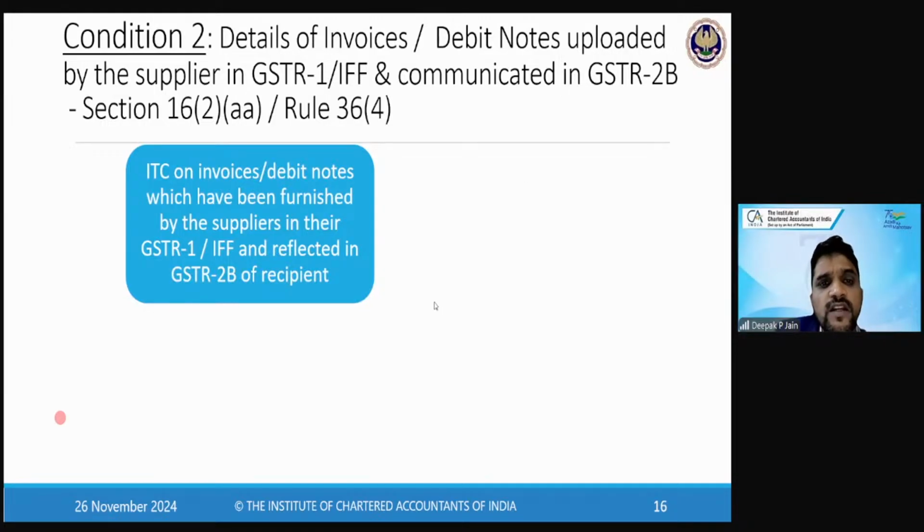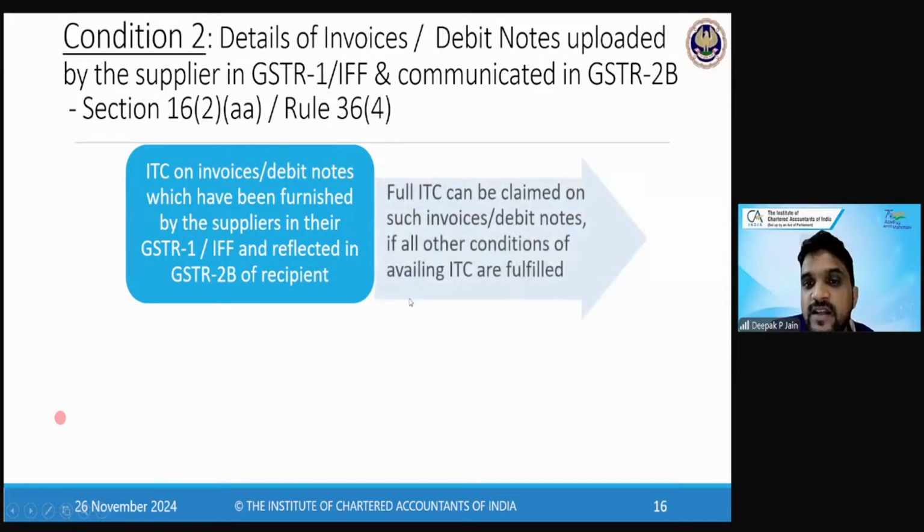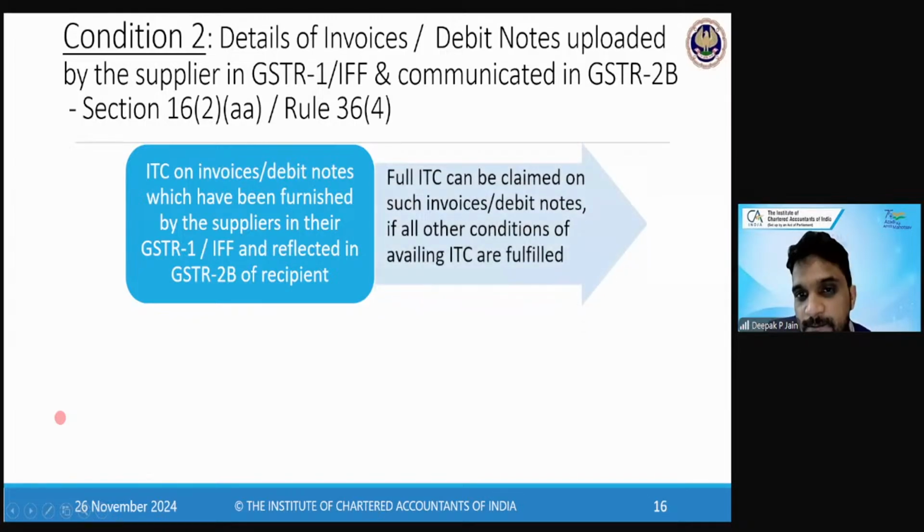Which means what? Input tax credit on invoices or debit notes which has been furnished by the supplier in their GSTR 1 or IFF and reflected in the 2B of the recipient, then he can fully claim the credit. Okay, subject to all other conditions, but this condition says that अगर आपको 2B में है तो आप claim कर सकते हो.